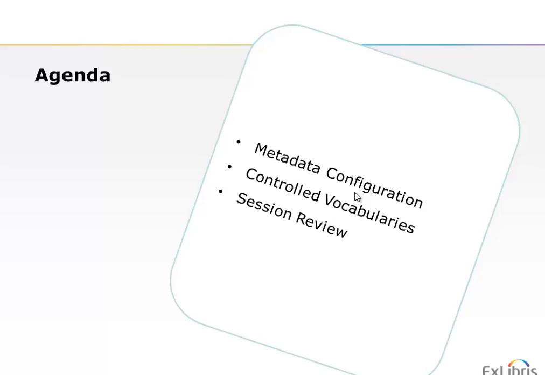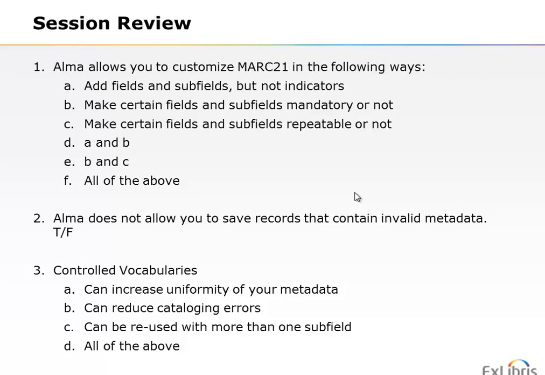We also saw how you can customize validation exception profiles, which allow you to determine whether the invalid metadata is treated as an error, which prevents saving the data, or as a warning, which is informational only. We also spoke about controlled vocabularies, or predefined lists of values that can be assigned to subfields and used during cataloging to increase uniformity and decrease cataloging errors. Let's take a look at a few review questions.